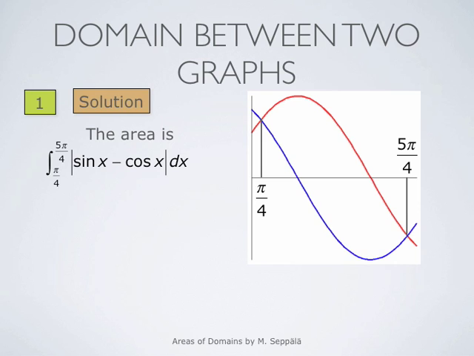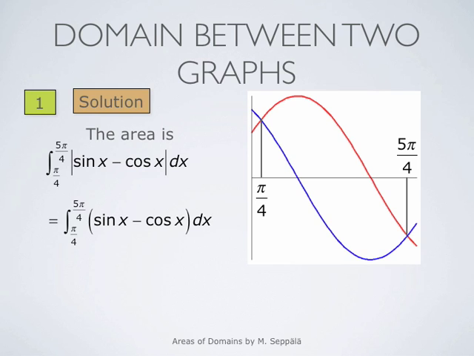By the previous formula, the area of this domain is now the integral from pi over 4 to 5 times pi over 4 of the absolute value of sin of x minus cosine of x dx. Between pi over 4 and 5 times pi over 4, sin of x is greater than or equal to cosine of x. That is, sin of x minus cosine of x is non-negative throughout this interval. Therefore we may simply strip away the absolute value signs and observe that the area is the definite integral from pi over 4 to 5 times pi over 4 of sin of x minus cosine of x dx.